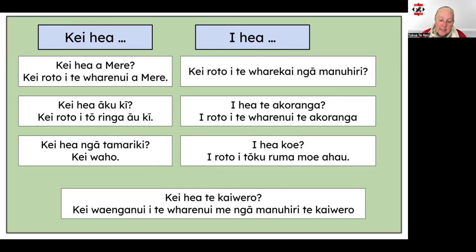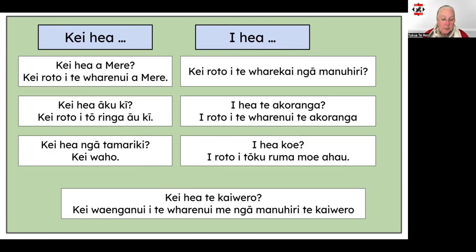Here's a few other examples of some times we might need to use these structures. I've also included some ways to shorten or simplify the answers to sound more natural. Asking where people or things are. Kei hea a Mere. Kei roto i te whare nui a Mere. Kei hea aku ki. Kei roto i tō ringa au ki. Where are my keys? Your keys are in your hand.